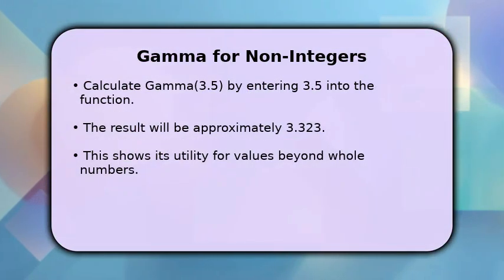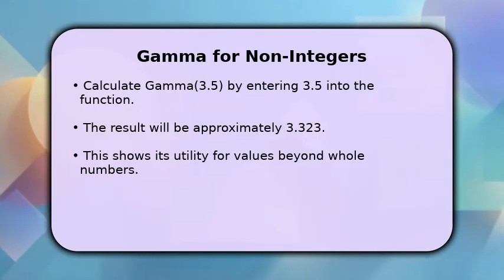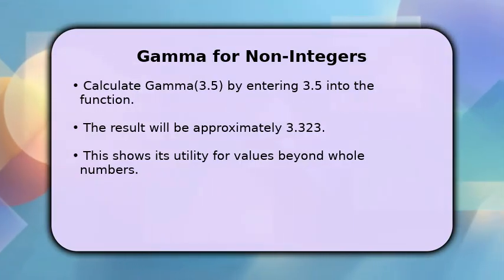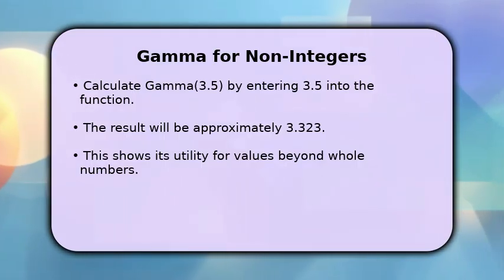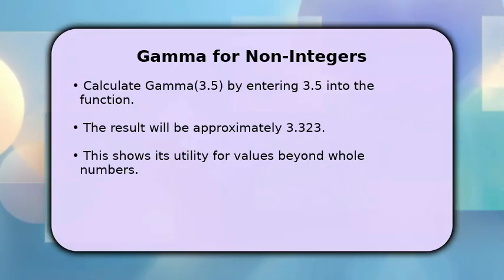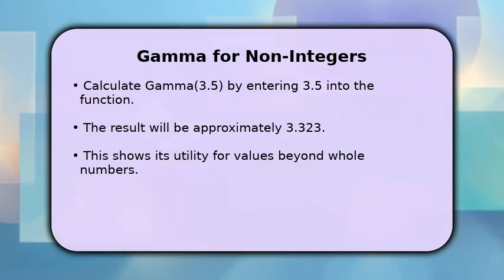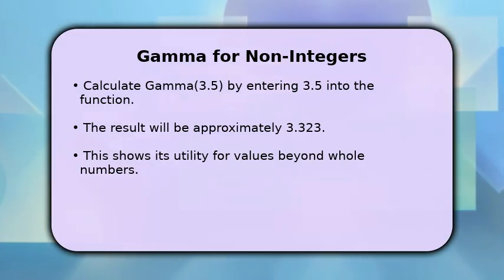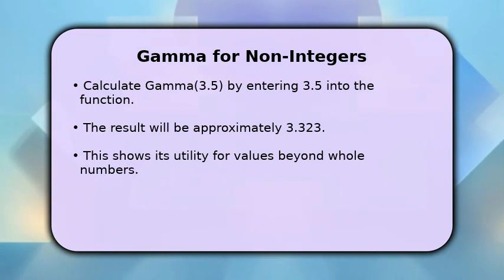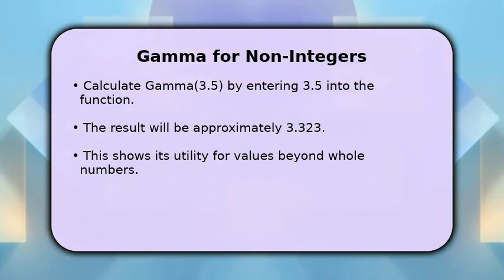Now, let's explore the true power of the gamma function by using a non-integer value. For instance, to find gamma of 3.5, simply enter 3.5 into your calculator's gamma function. You'll find the result is approximately 3.323. This capability to handle fractional or decimal inputs is what makes the gamma function so valuable in advanced mathematics and various scientific applications.